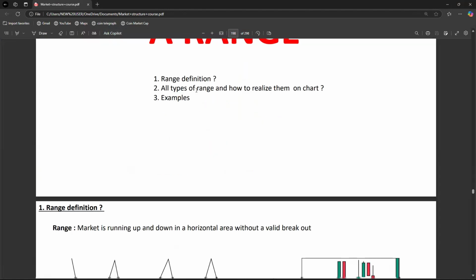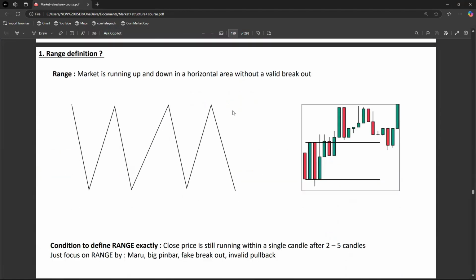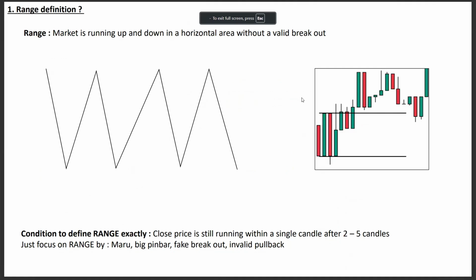All right. So a range is when the market is running up and down in a horizontal area without a valid breakout. I've explained how breakouts work and breakout patterns in the previous video, so you can refer to that to see how the market can break out of a range. Now, if the market is running up and down like this, it means that buyers and sellers are having indecision. Nobody is in control. Sellers sell, buyers buy, sellers sell, buyers buy. So nobody is in control of the market. It means that there is no clear direction.